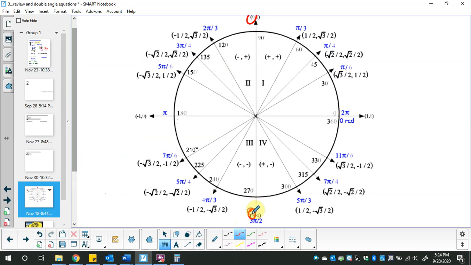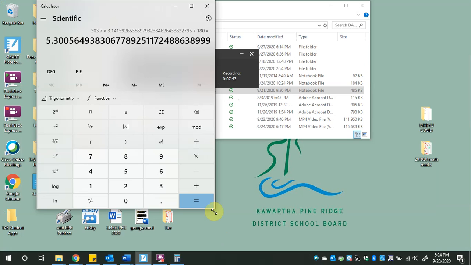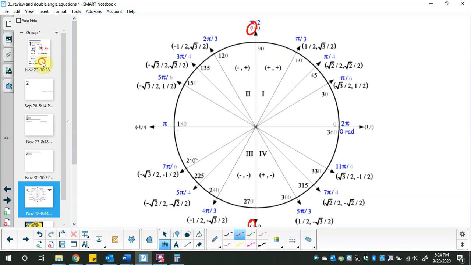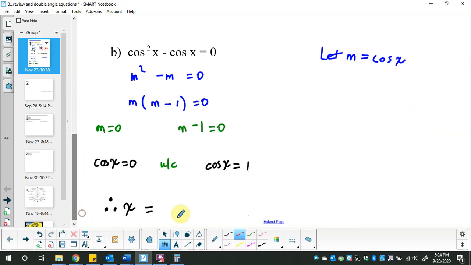And there's one. No other places. So I can write 3 pi over 2 radians and also pi over 2 radians. So pi over 2 radians and 3 pi over 2 radians. Now I go to the other half of the question.